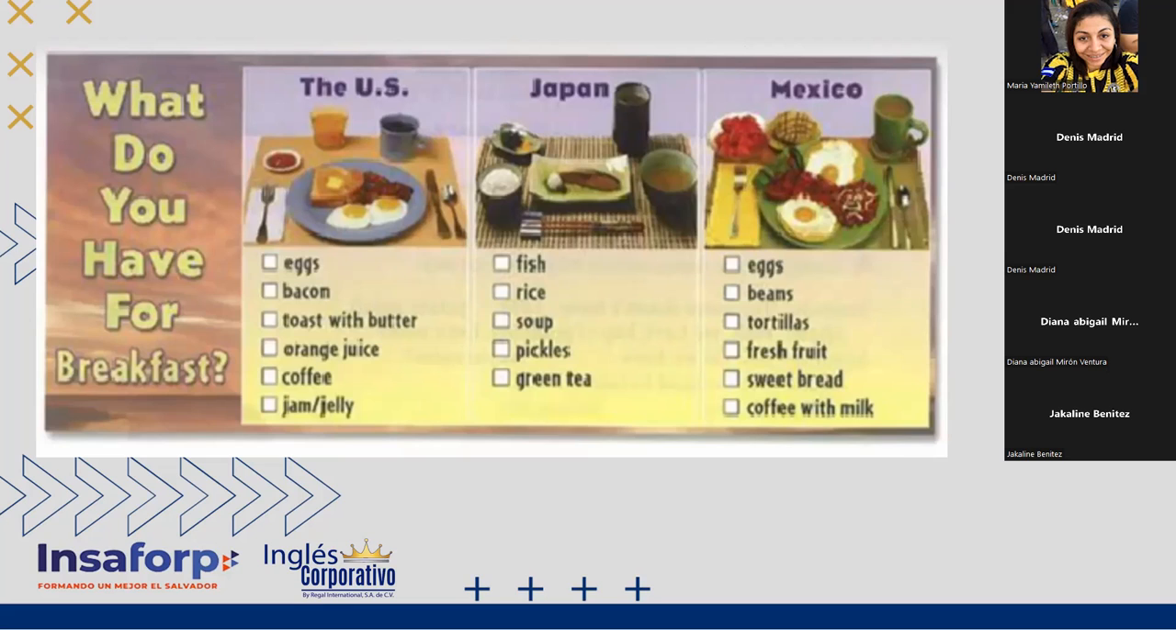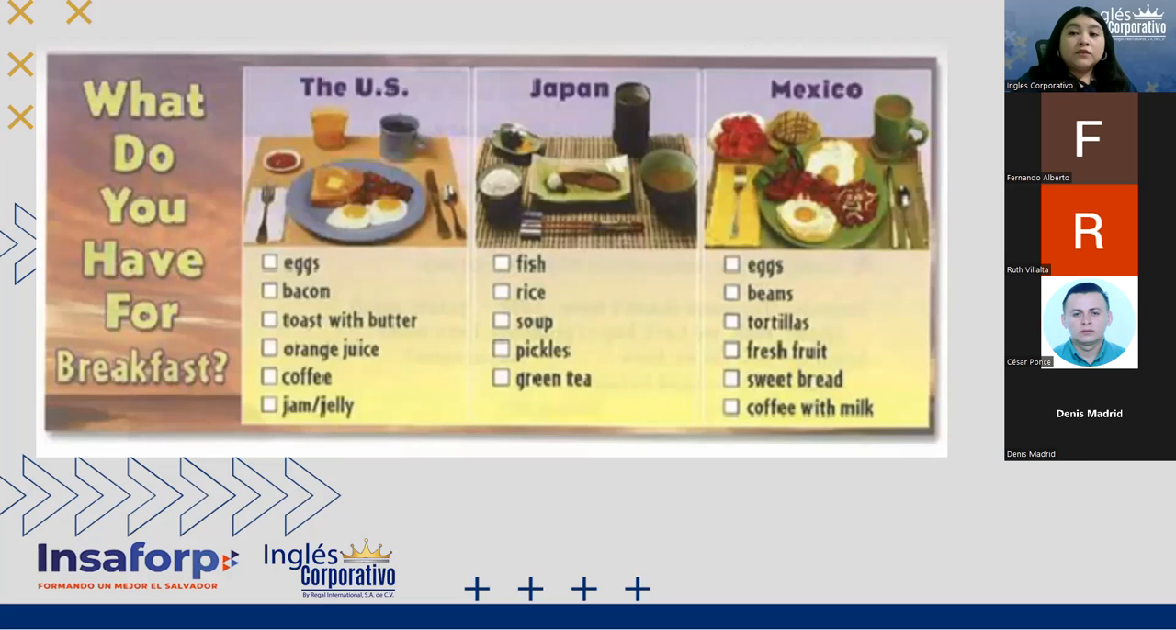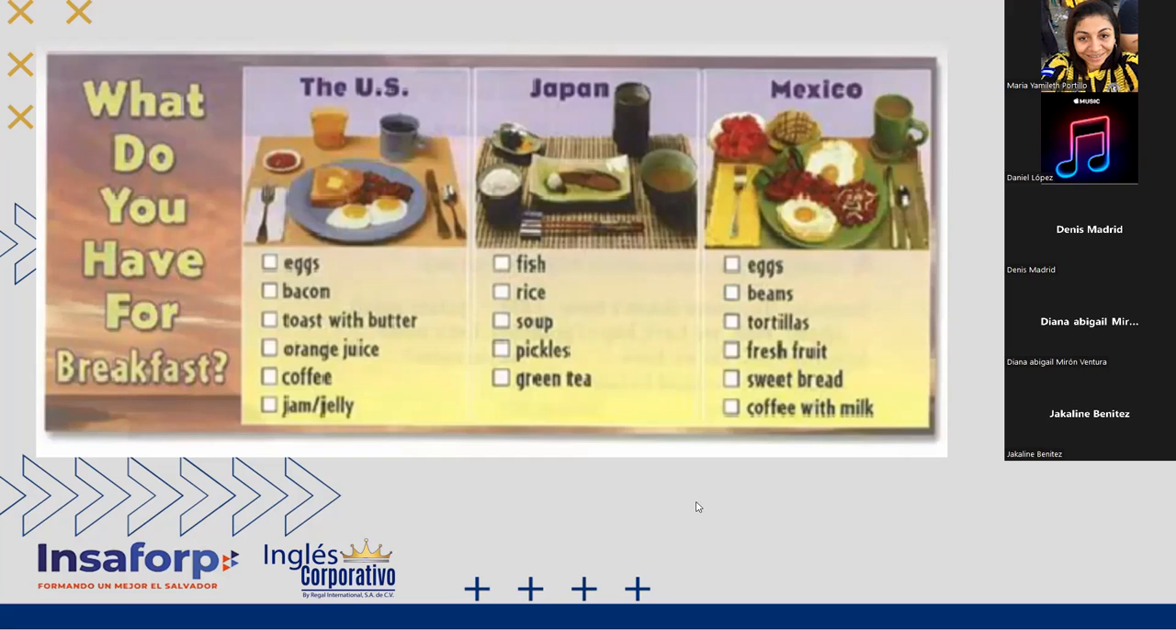Just let me clarify something. Para los que van a pasar ahorita, solo quiero rectificar la palabra. It's Japan, right? Japan. Action, Diana.